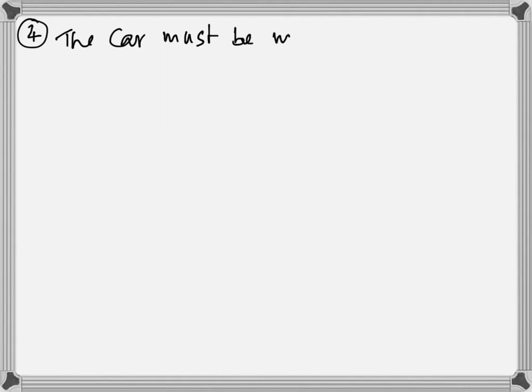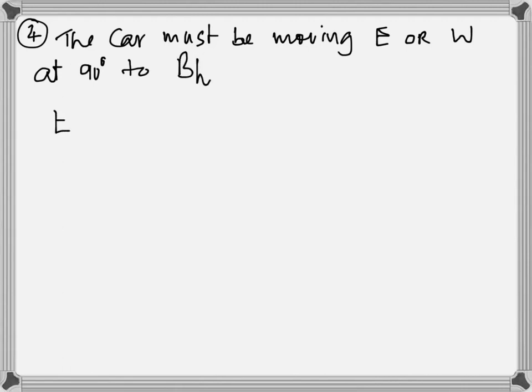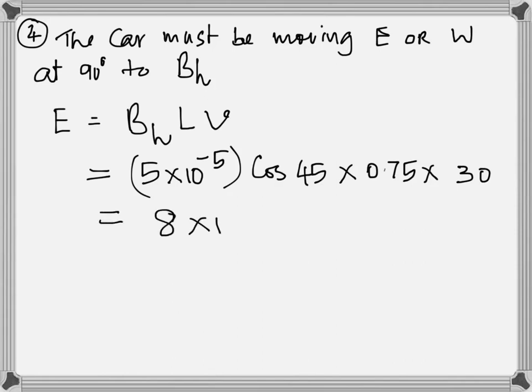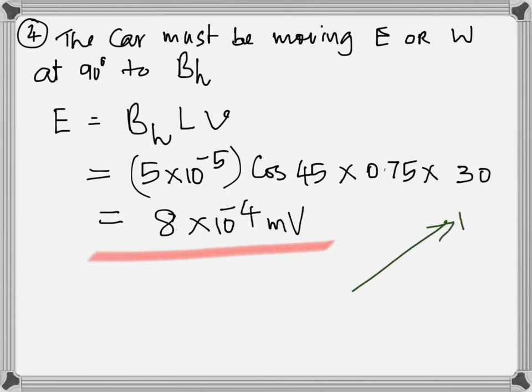All right, the car must be moving. It doesn't matter in 45 because they're the same. Yeah, because it's 45. But what if it was another angle? If it was another angle, the car must be moving east or west at 90 degrees to BH, I mean the horizontal component. Cos 45 times 0.75, because that was in centimeters, change into meters, times 30, and you get the answer. Sometimes the easiest questions are confusing. 8 times 10 to the negative 4 millivolt is what you get.